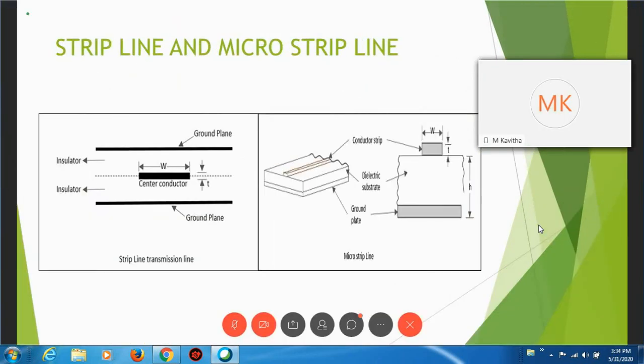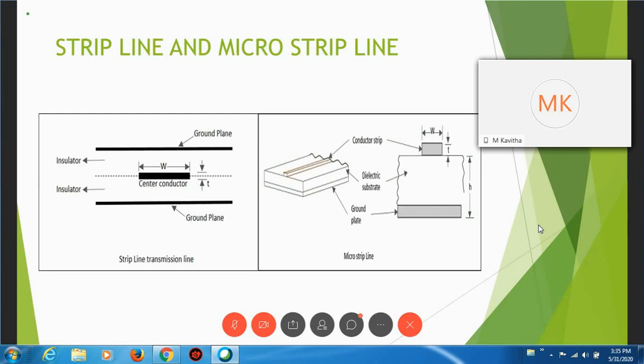The next type of transmission line is strip line. This strip line is a basis for microstrip line, so that's why I am explaining it. The strip line is a planar transmission line. A planar transmission line is a PCB transmission line. The microwave devices and networks are built on a PCB, that is, printed circuit board. Connecting these devices needs a PCB transmission line, so we use the strip line as a PCB transmission line. So that is a planar transmission line.